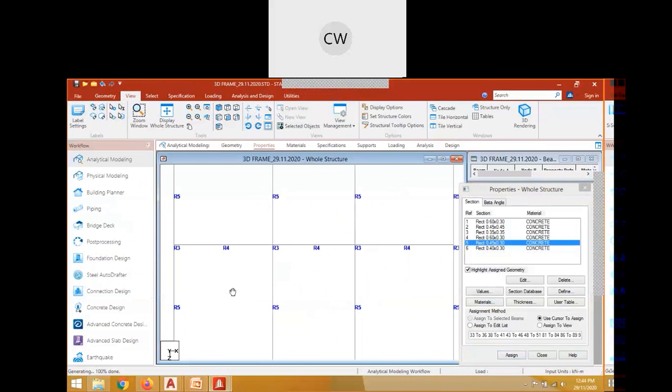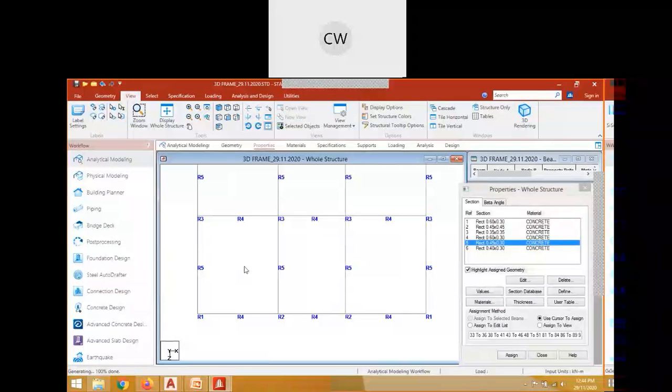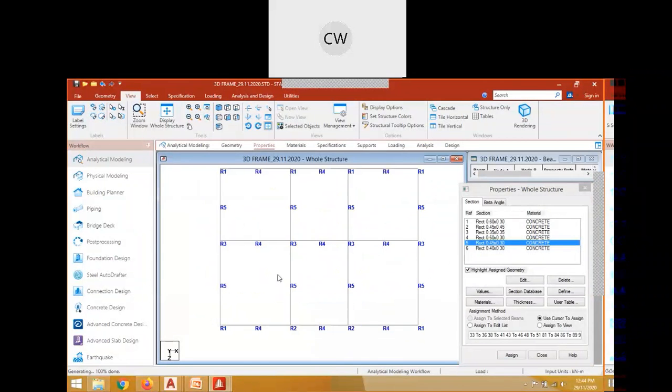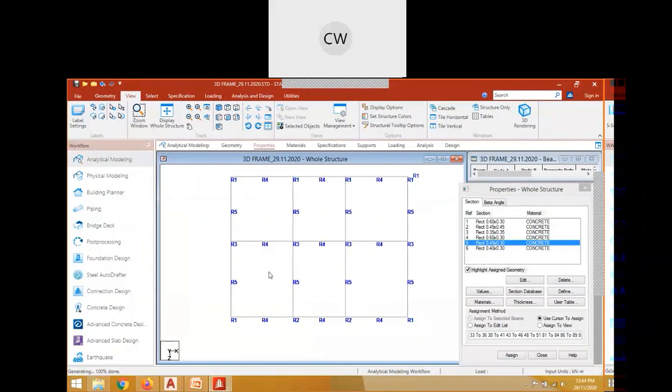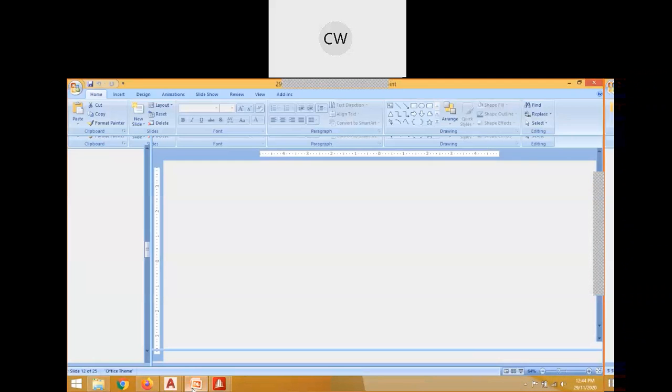And say assign. Okay, now it is done. Now one more beam is there in between here that we have not modeled. So let us model this beam first, and then we will replicate to the other levels. So all levels there is a secondary beam like this.